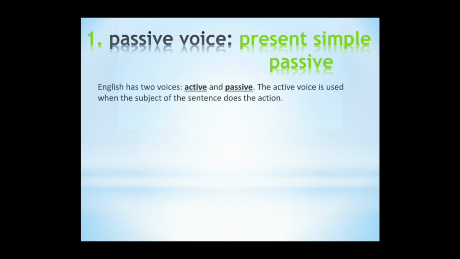As we all know, English has two voices, the active voice and the passive voice. The active voice is used when the subject of the sentence does the action. It's like any normal sentence as we know. Let's have some examples of active sentences.